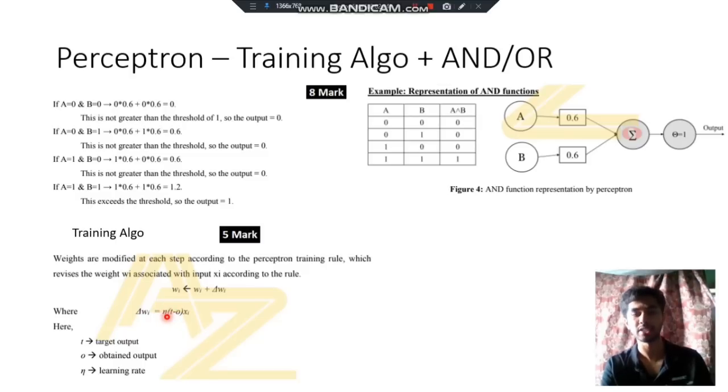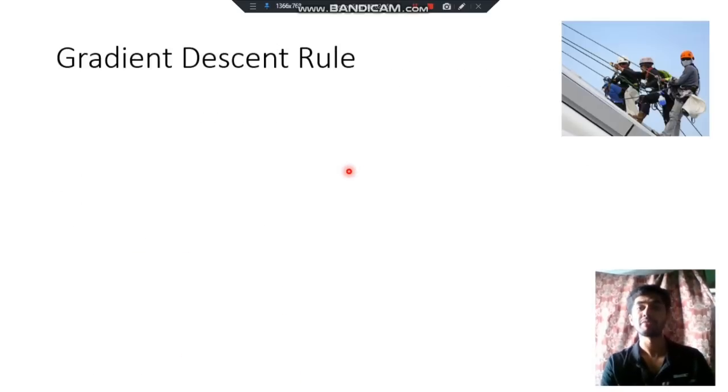What is n? n is the learning rate. t minus o is target minus output. These are the targets, and these are the outputs. And what is xi? xi is the inputs, which are a and b. For example, this is an input, this is an input. Okay, moving on, we have the gradient descent rule.